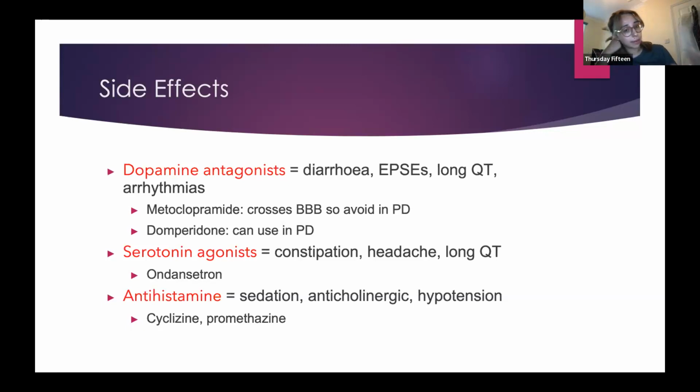And remember the difference between metoclopramide and domperidone. Metoclopramide we don't use in Parkinson's because it crosses the blood-brain barrier, but domperidone, even though it's dopamine related, you can use in Parkinson's disease because it doesn't cross the blood-brain barrier.